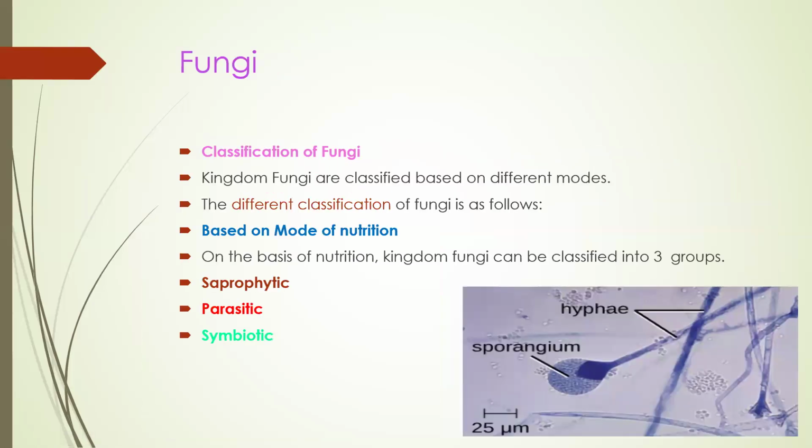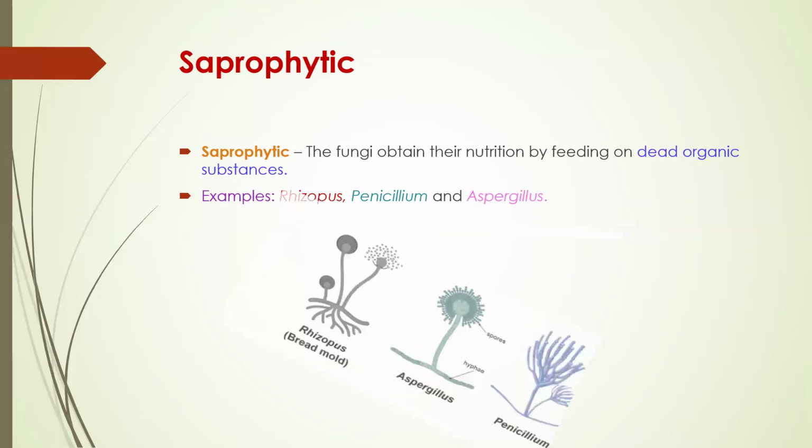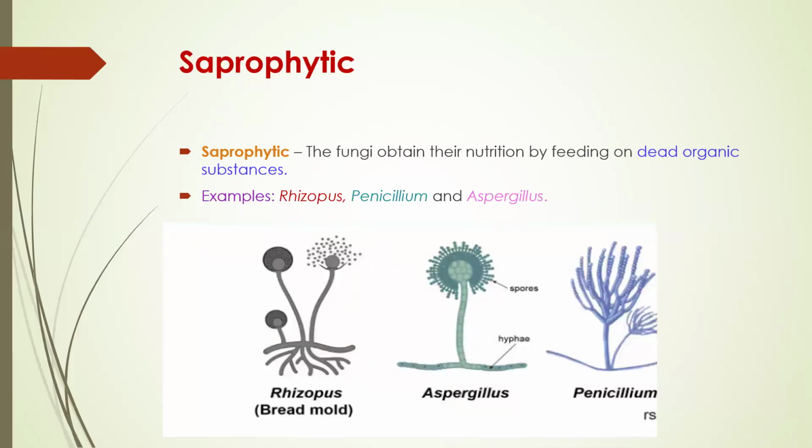Saprophytic, it's done. Look at here. Saprophytic means the fungi obtain the nutrition by feeding on dead organic substances. Examples, it is very important: first one is Rhizopus, second one is Penicillium, third one is Aspergillus. These are the three examples of saprophytic fungi.